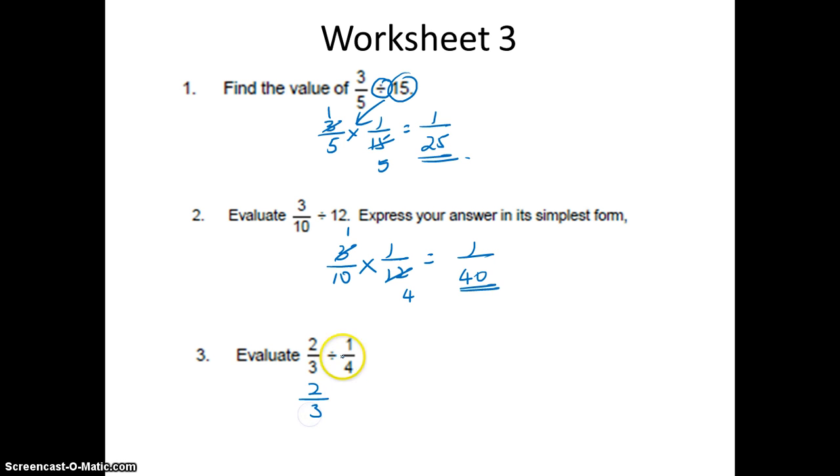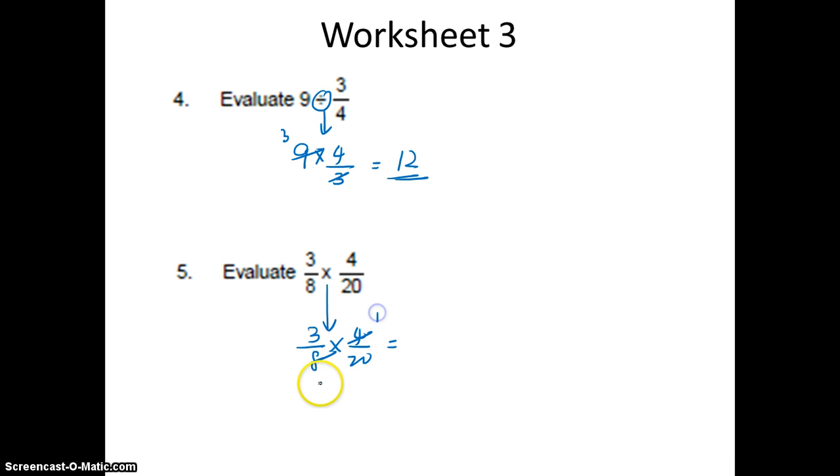Evaluate 2/3 divided by 1/4. I know this one I have to multiply and I invert this. So 2 times 4 is 8 thirds. Answer is 2 and 2/3. Evaluate 9 divided by 3/4. 9 times 4 out of 3. Answer is 12. Evaluate 3/8 times 4/20. This one I do not have to invert because it's a multiply. Can cancel this. So it's 3 out of 40.